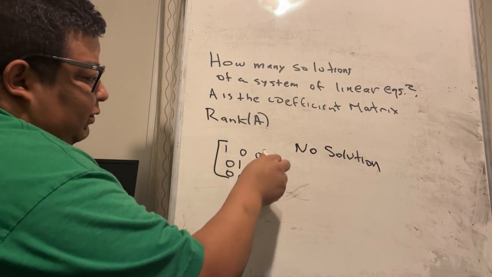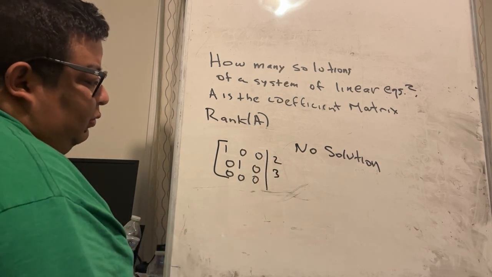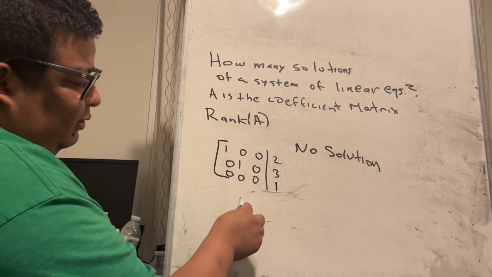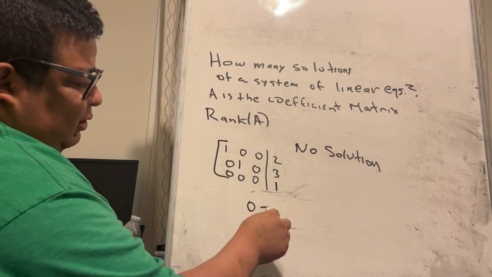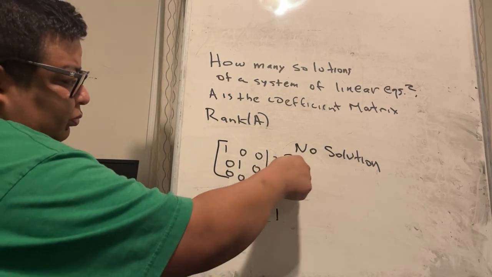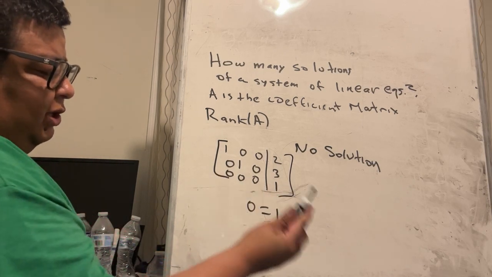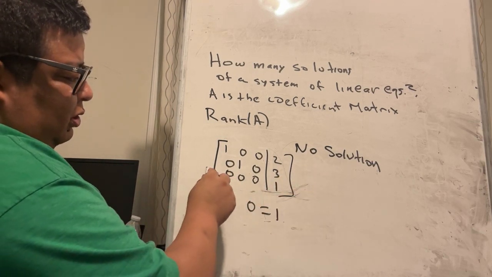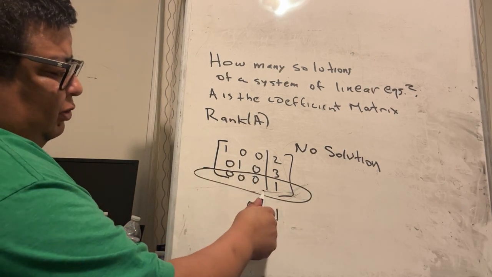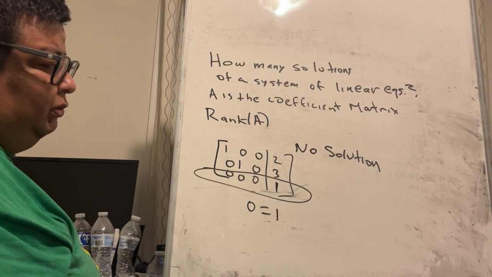we need to look at, let's say this is 2, this is 3, and let's say this is 1. In this case, you're gonna have 0 equal to 1 here. This is the augmented matrix. So we'll look at this one. The only case where you're gonna have no solution is when you have something that looks like this. You have all zeros and then you have a 1 for your x vector.